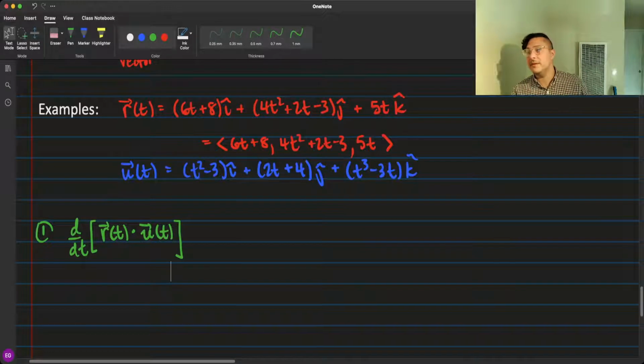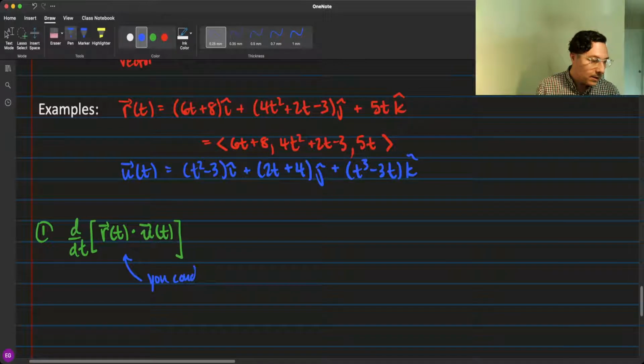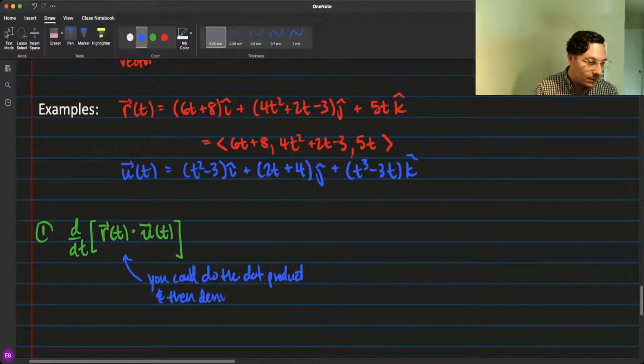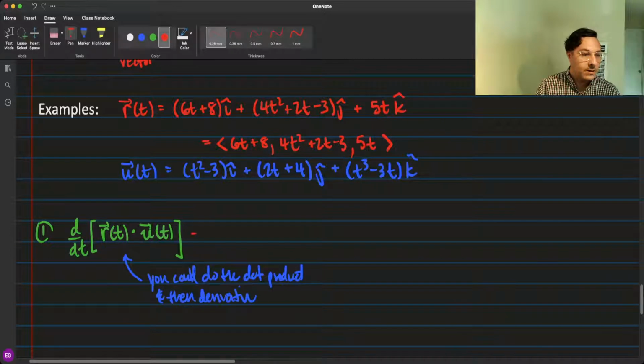There are several different ways that you could approach this. You could first dot everything in here, so do the dot product and then the derivative. Or you can use the product rule. You would get the same answer. So let's use the product rule.